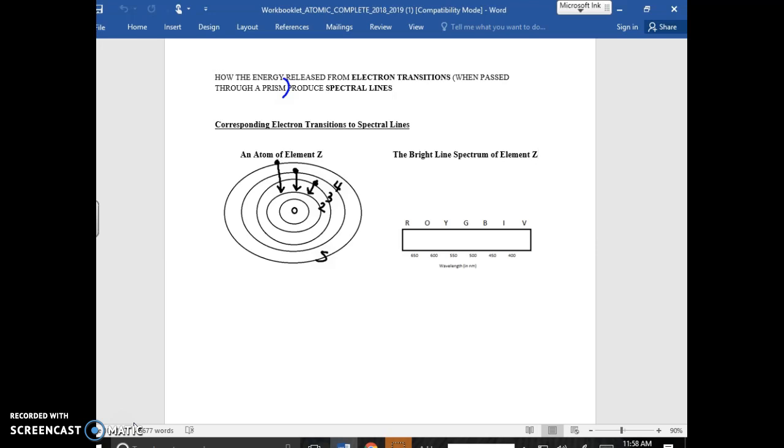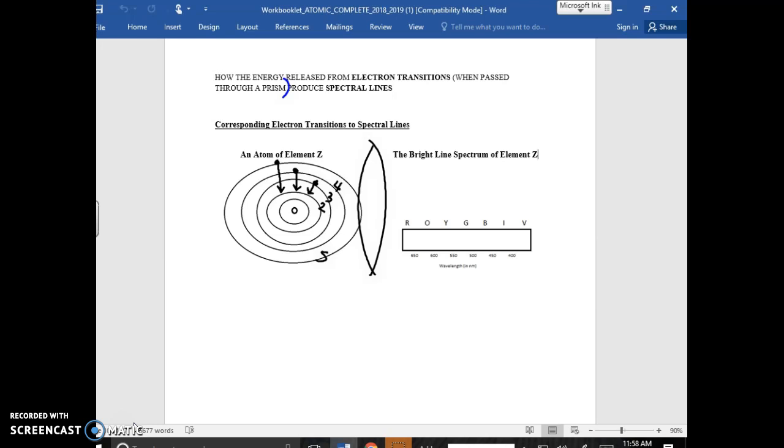Now, notice that the first transition that I drew here is the smallest distance, and therefore it represents the least energy. Now, if I happen to have a prism, actually I have to have something else. I have to allow this light to pass through a thin slit. And then if I have a prism, here's our prism right here, and I pass this light through a thin slit, it'll produce something called a spectral line.